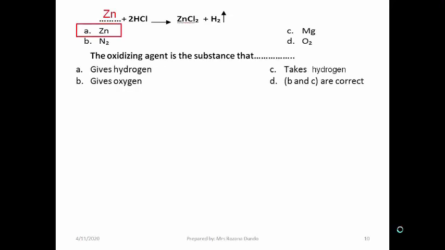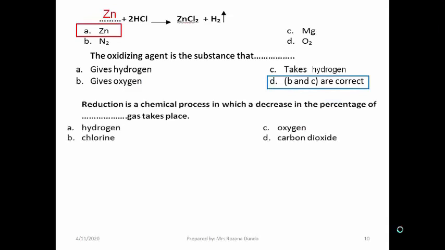The oxidizing agent is the substance that gives oxygen, takes hydrogen, or B and C are correct. B and C are correct: gives oxygen and takes hydrogen. Reduction is a chemical process in which a decrease in the percentage of what gas takes place? Oxygen. Reduction is a chemical process in which a decrease in the percentage of oxygen takes place.